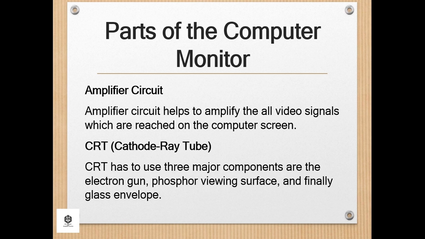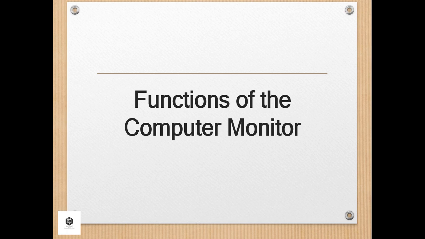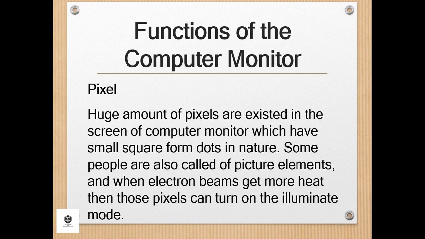Then let's talk about the functions of the computer monitor. First, pixel. A huge number of pixels exist on the screen of a computer monitor, which are small square dots in nature. Some people also call them picture elements, and when electron beams get more heat, those pixels can turn on in illuminate mode. They can be emptied by decreasing the intensity of the beams, displaying the pictures on screen while activating the pattern of pixel elements.